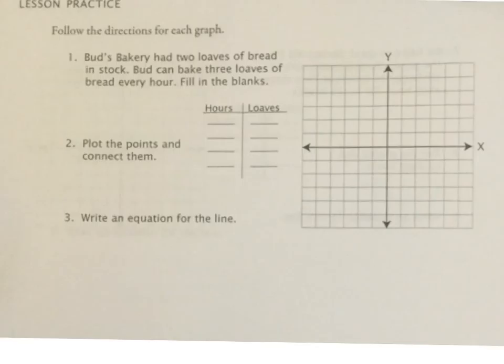Now the first thing that you want to see in here is that Bud has 2 loaves of bread in stock already. All right? So already we know that at the beginning, or the 0 hour, we're going to start with 2 loaves of bread. Now ask yourself, at the first hour, how many loaves of bread can he bake? Well, it says here that he can bake 3 loaves every hour. So if we start out with 2, and then hour 1 we bake 3 loaves, we're going to have 2 plus 3 for hour 1, and that's going to be 5, right?